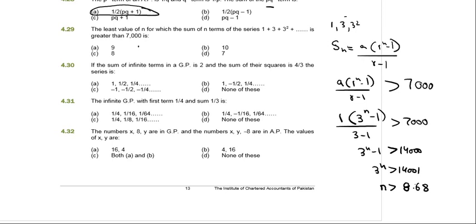Now since n is a whole number, it is a term, so n will be equal to 9. Our answer for 4.29 will be option A. The log properties are discussed in a separate video as well, so our answer to 4.29 is A.